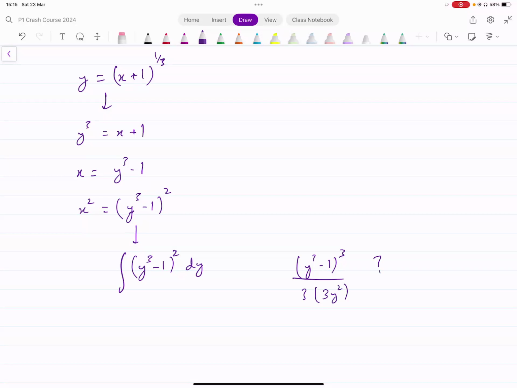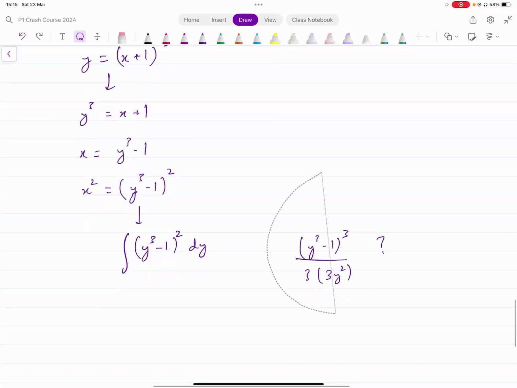Does that work? We cannot do that because it's not linear. The part inside the power is not linear. We cannot use the power rule here. The power rule has a condition in integration: the part inside the bracket has to be linear. If it's not linear, we can't apply the power rule here. So this doesn't work. So what do we do instead?